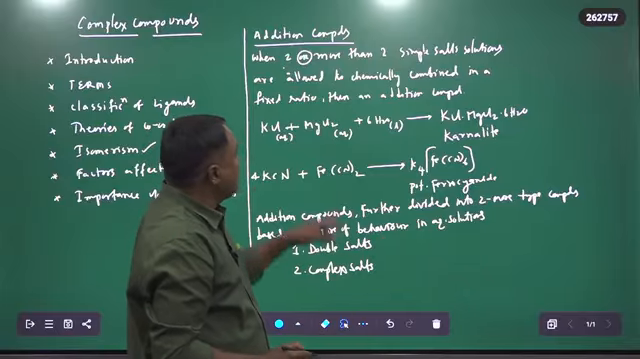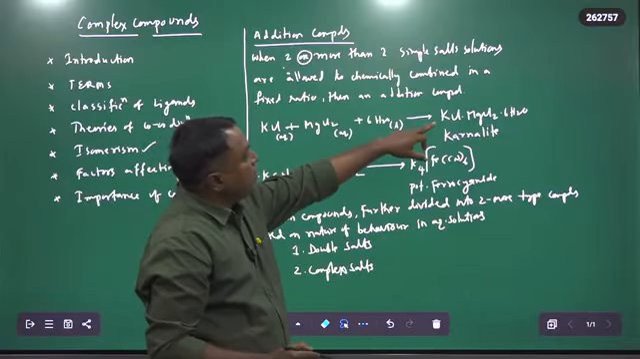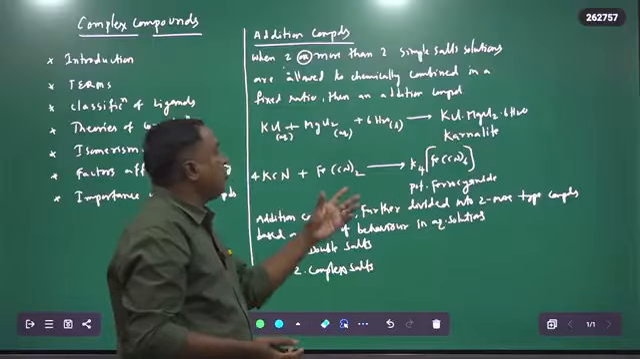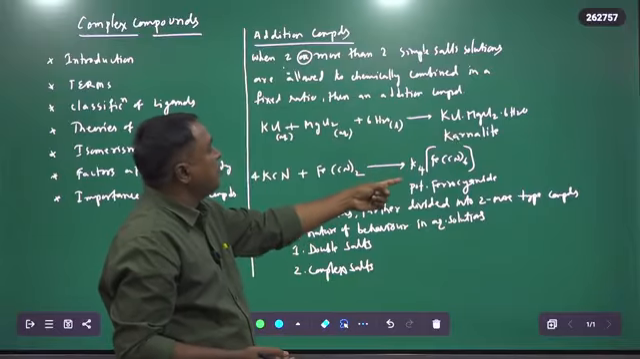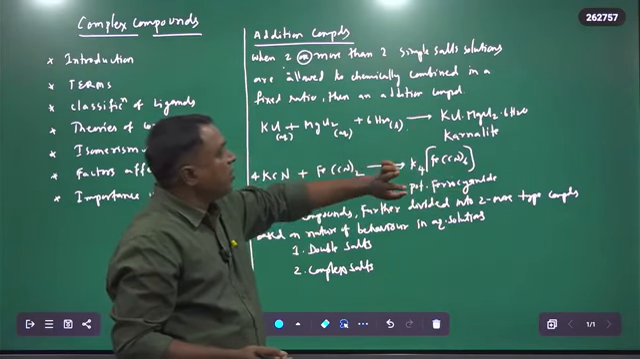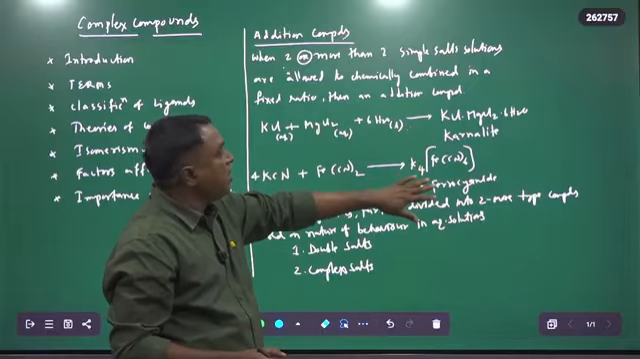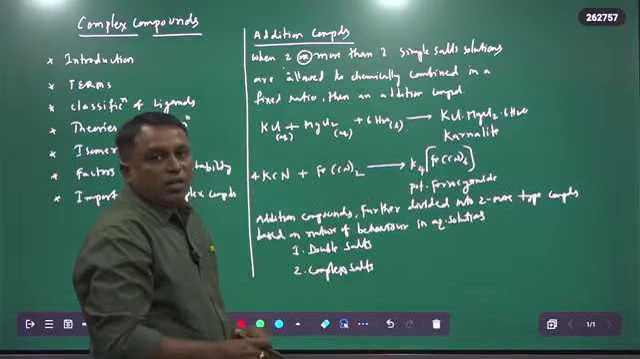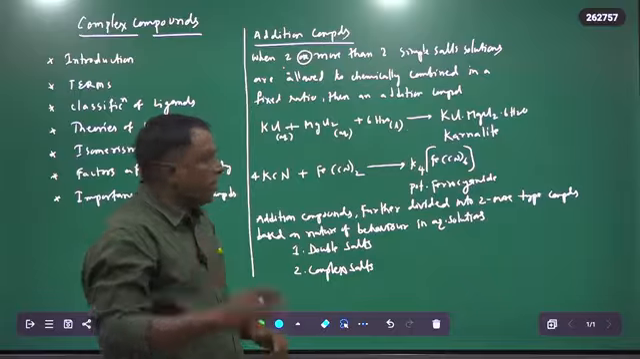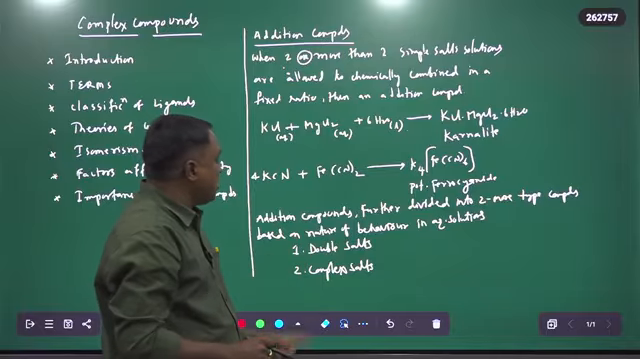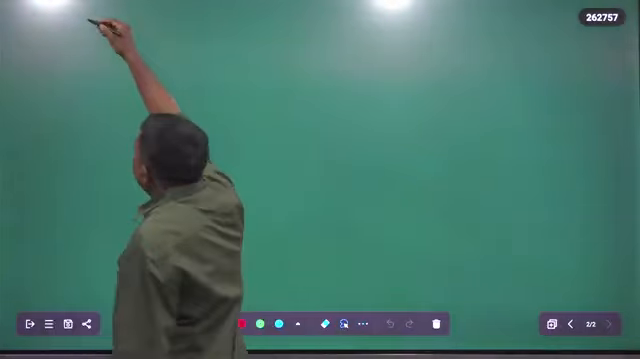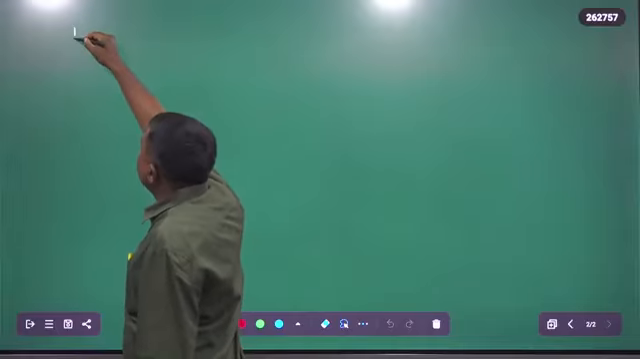Again I repeat, addition compounds are further divided into two more types based on the behavior of these compounds in aqueous solutions. For example, carnallite dissolves in a different manner when compared to the same type of addition compound, potassium ferrocyanide, when dissolved in water. Their behaviors are different. Therefore, addition compounds further divide into two types: one is double salt and another is complex salt. So now let us see double salts. What are double salts?